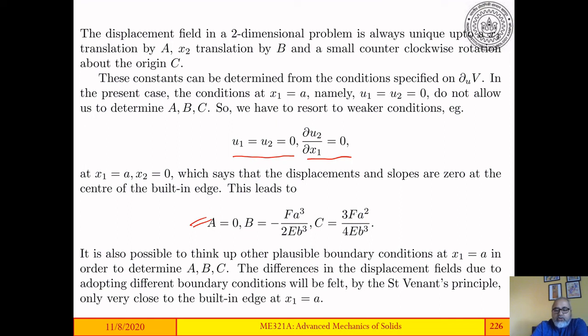We can of course use other kinds of weaker boundary conditions of different types. But then we know from Saint Venant's principle that differences in boundary conditions will lead to different sets of A, B, and C constants. But the effects of these differences are going to persist only very close to the boundary, and far away from the boundary, by Saint Venant's principle, it's not going to really matter.